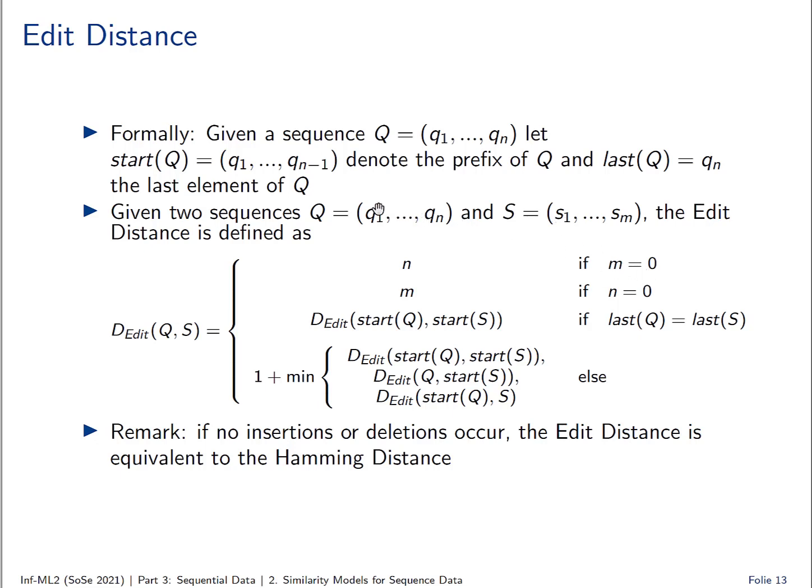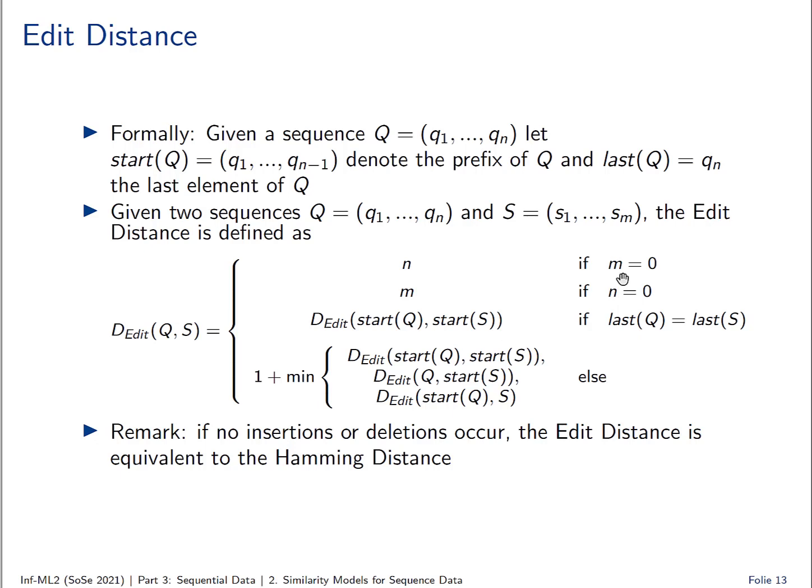The second trivial case is the other way around. Q is empty, no elements, so n is 0, and S has some m elements. So in that case, in order to transform the empty sequence into a sequence of m elements, we obviously need m insertions. So we need to insert all the m elements into Q in order to get S. So the costs will be m in that case. So this is very trivial. Those are actually the base cases, because this is a recursive function, or recursive definition.